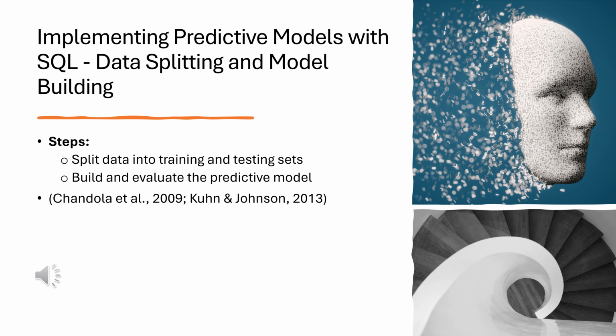After pre-processing and feature engineering, we split the data into training and testing sets to validate the model's performance. This step is critical to ensure that our model generalizes well to new unseen data. Finally, we build the predictive model using appropriate algorithms and evaluate its performance using metrics like accuracy, precision, and recall.